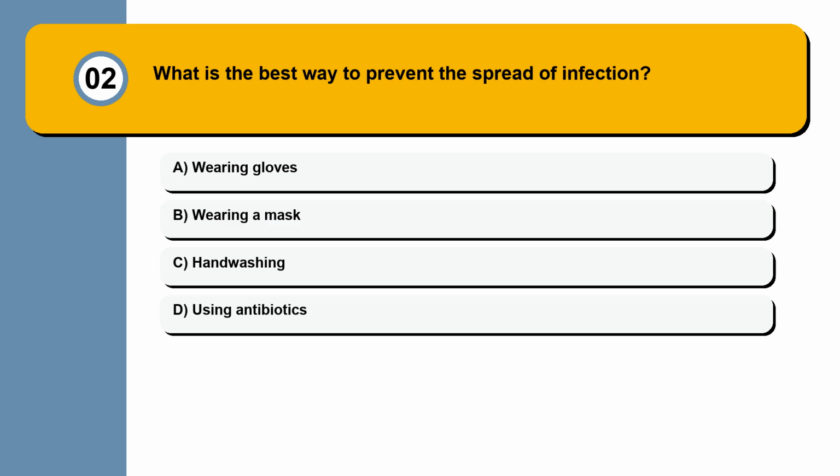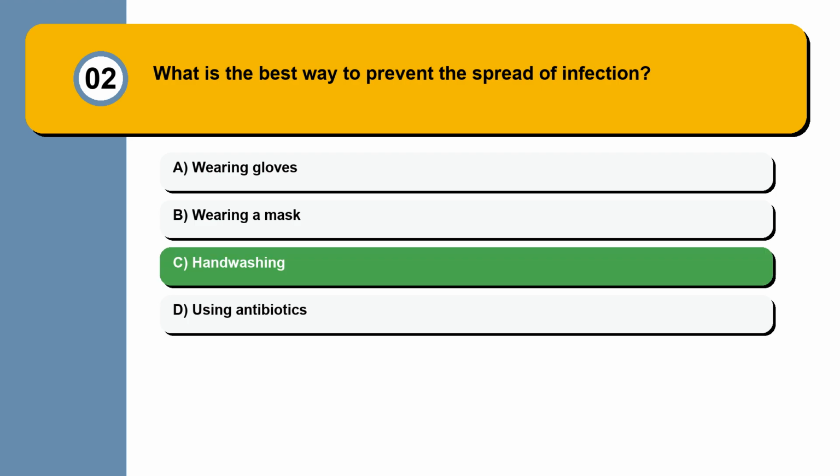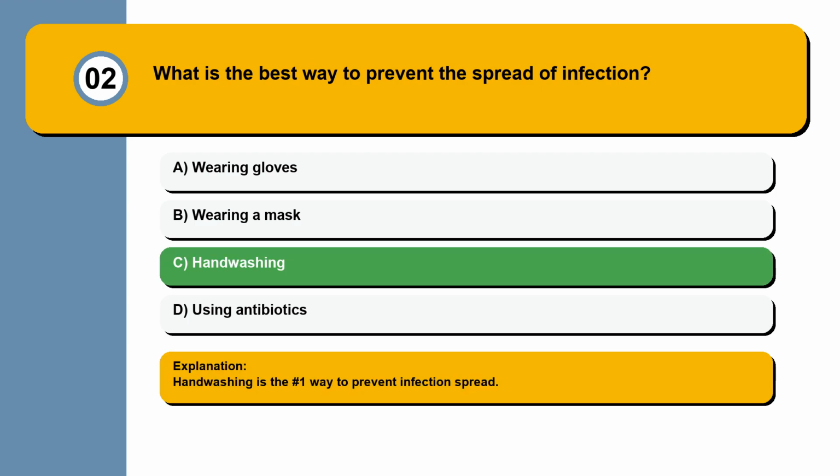Question 2. What is the best way to prevent the spread of infection? Wearing gloves. Wearing a mask. Hand washing. Using antibiotics. Hand washing is the number one way to prevent infection spread.